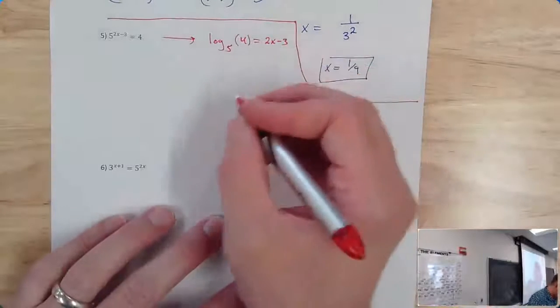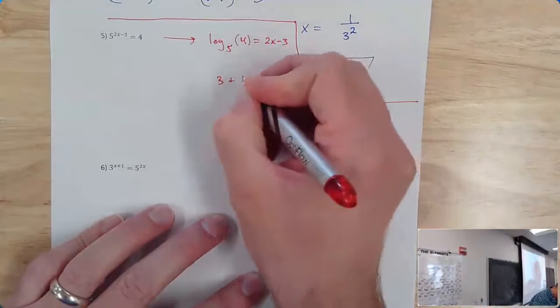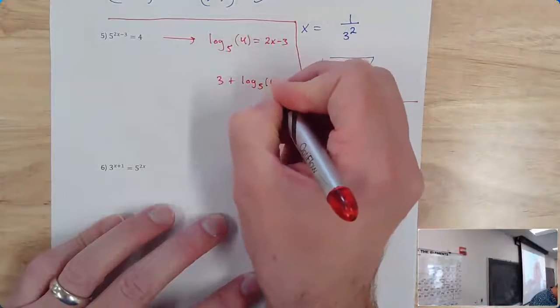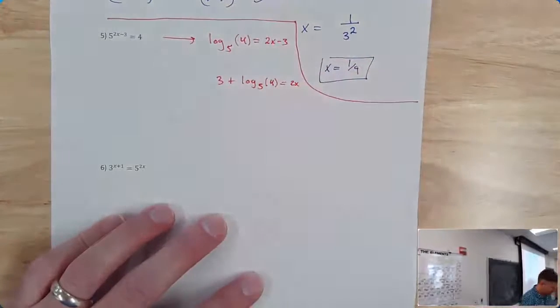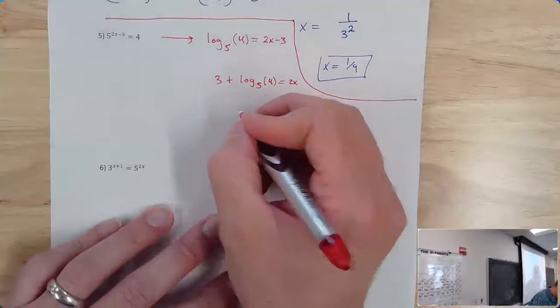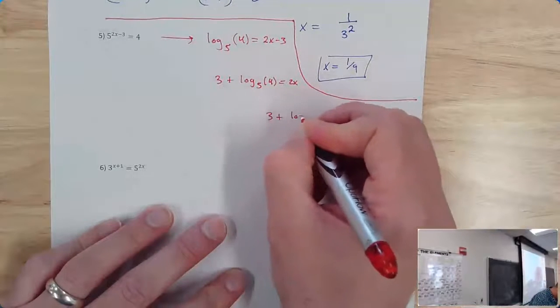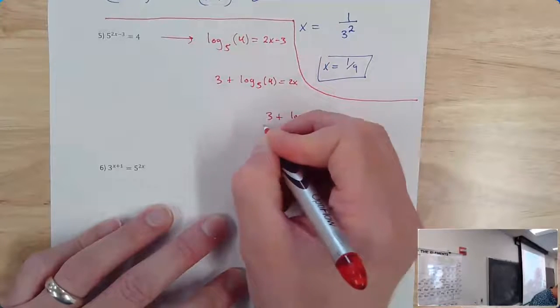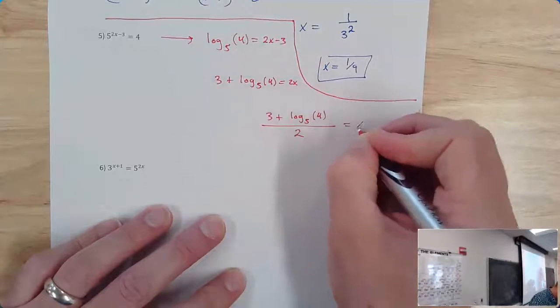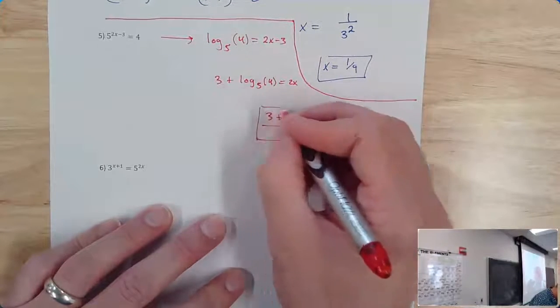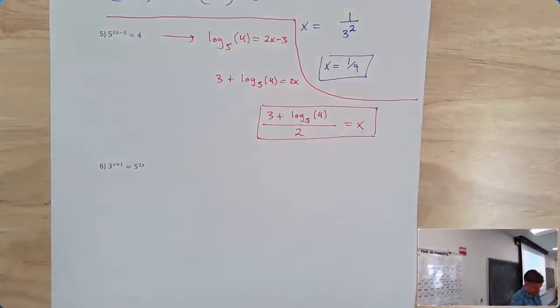So if I add 3 to both sides, I get 3 plus log base 5 of 4 equal to 2x. And then finally divide both sides by 2. I get 3 plus log base 5 of 4, all divided by 2 equal to x. And that is a completely valid answer. And I'll say it's not even bad.